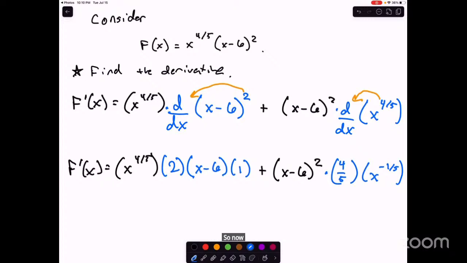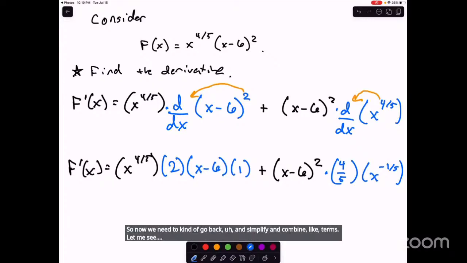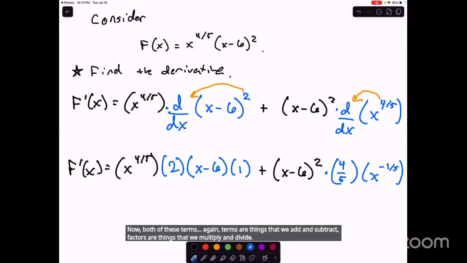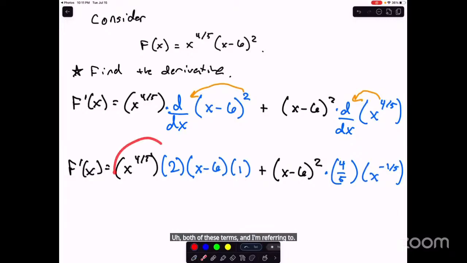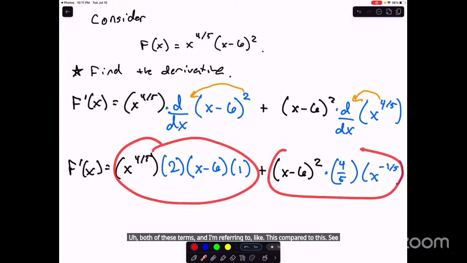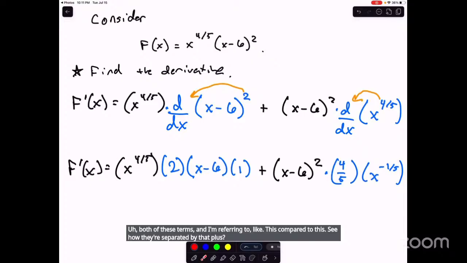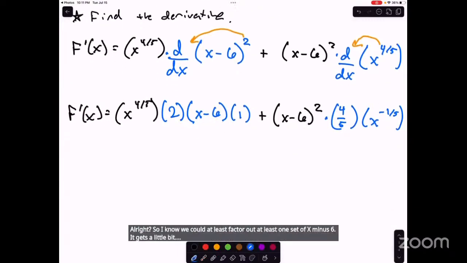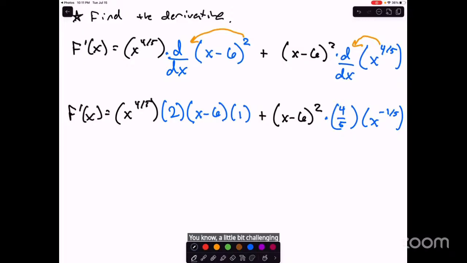So now we need to kind of go back and simplify and combine like terms. Let me see. Now, both of these terms, again, terms are things that we add and subtract. Factors are things that we multiply and divide. Both of these terms, and I'm referring to like this compared to this. See how they're separated by that plus? They both have this x minus 6, at least one of them. Alright. So I know we could at least factor out at least one set of x minus 6. It gets a little bit challenging to follow.